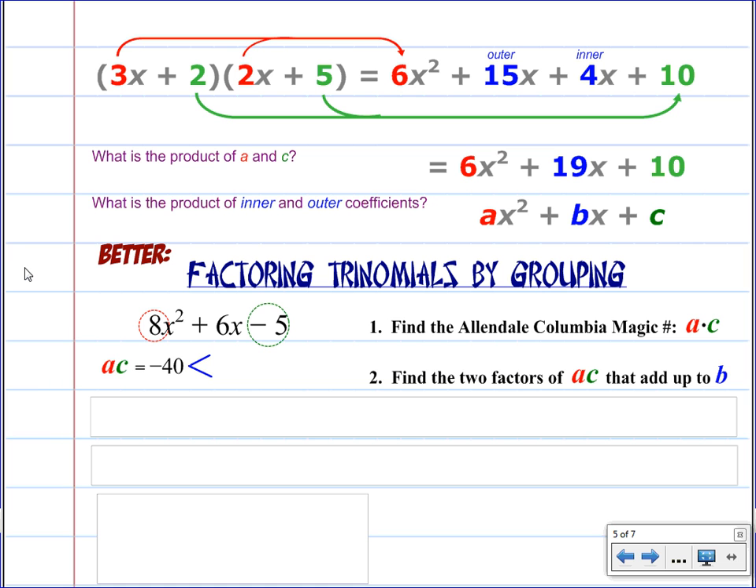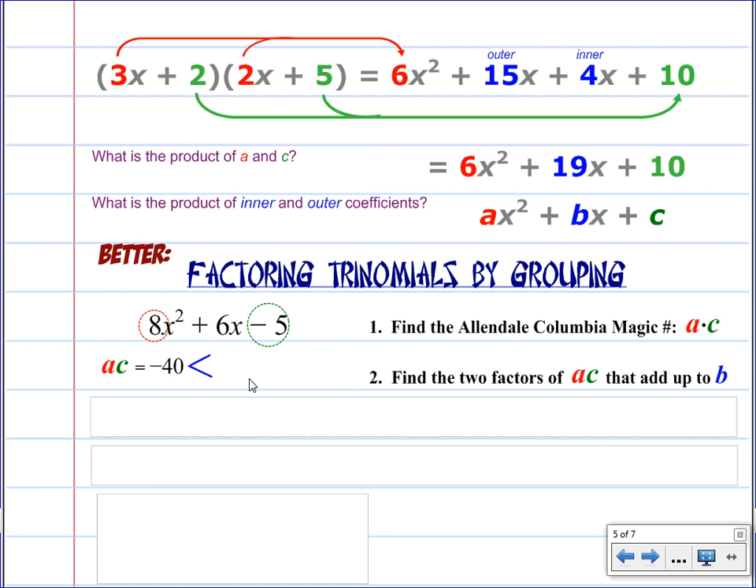A times C is negative 40. Now, we also know that the outer and inner terms are going to have to multiply to give me the same as A times C. In this case, A times C was 60, so these two were 60 also. In our case, down here, our magic number is negative 40. And I want two factors of AC that are going to add up to my middle term of positive 6, because I know my inner and outer terms are going to have that same product of negative 40. So, two things that multiply to give you negative 40 that add up to 6. Since it's negative, one's got to be negative, one's got to be positive, right?